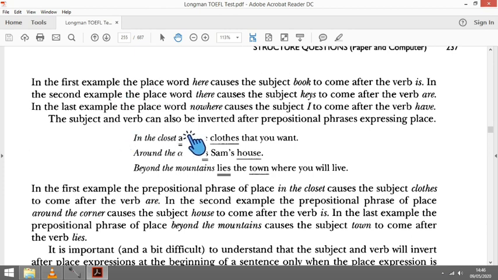The subject and the verb can also be inverted after prepositional place expressions. So you have to learn what a prepositional place expression is, for example, in the closet. In the closet are the clothes that you want. Why "are"? Because the subject is clothes, so we put the verb first. Around the corner is some house. Beyond the mountains lies the town where you will live.